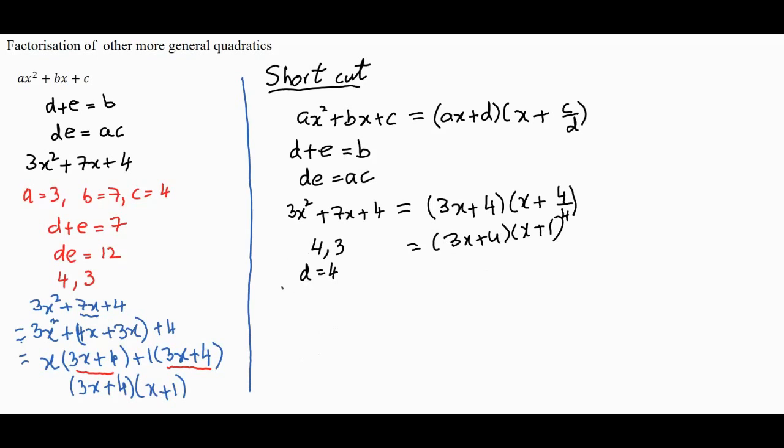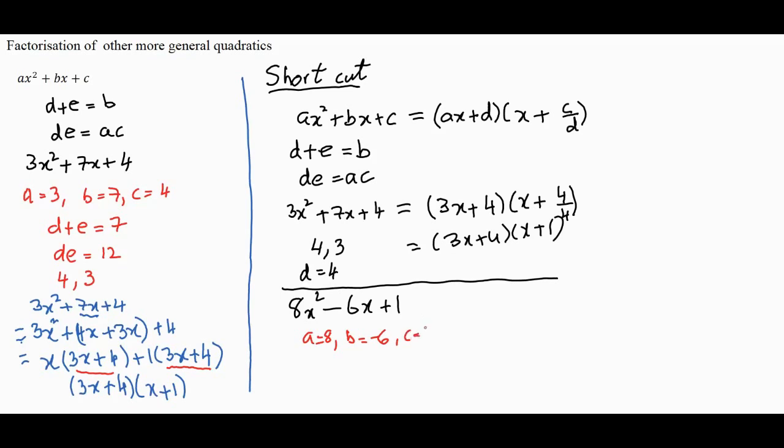But the question is, does it work consistently? So here's another example. Let's try it: 8x squared minus 6x plus 1. Now here, a is equal to 8. B is minus 6.